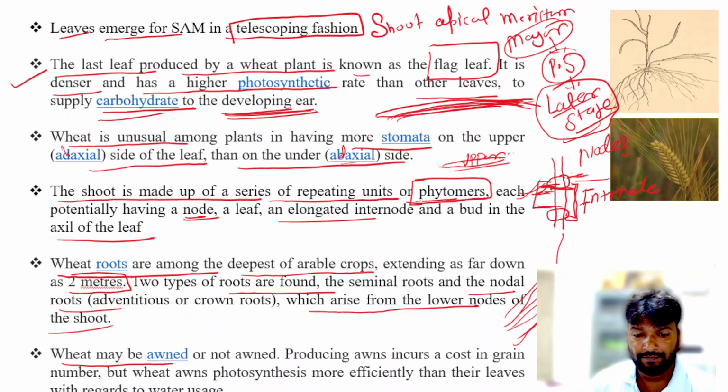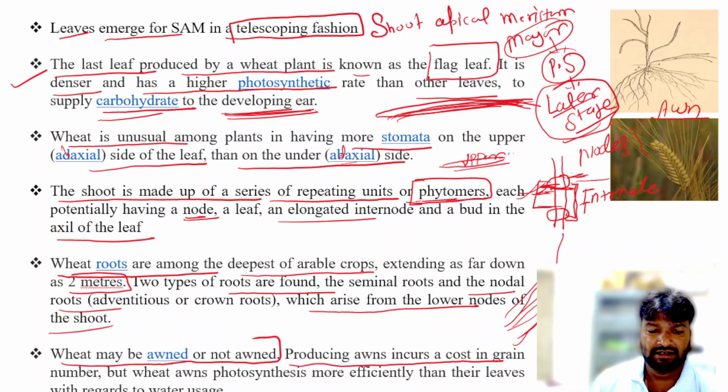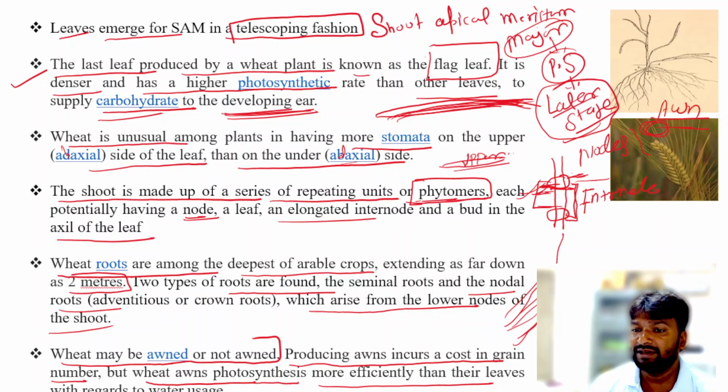Wheat may be awned or awnless. This structure is known as the awn. Producing awns incurs a cost in grain number. If you have more awns, there will be a lower grain number, but these awns provide some photosynthesis and are able to photosynthesize when they are green, more efficiently than their leaves with regard to water use. Means they are more water use efficient than the leaves.